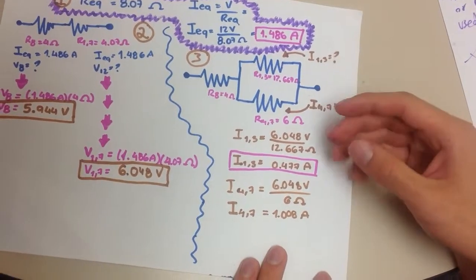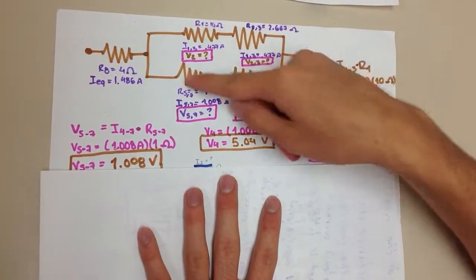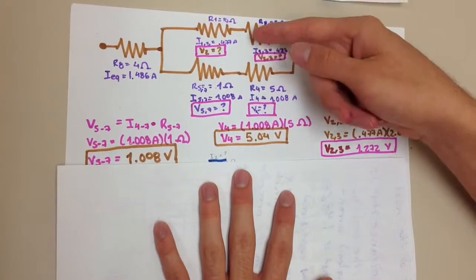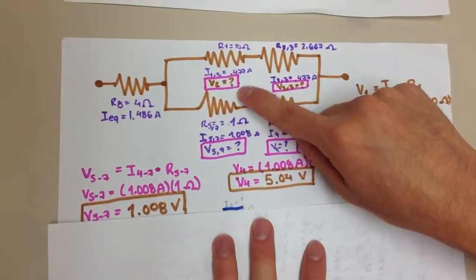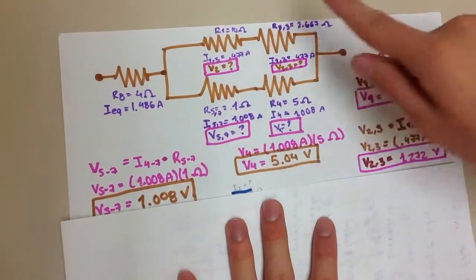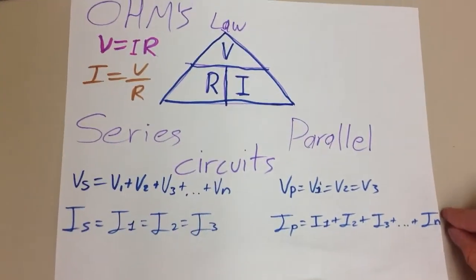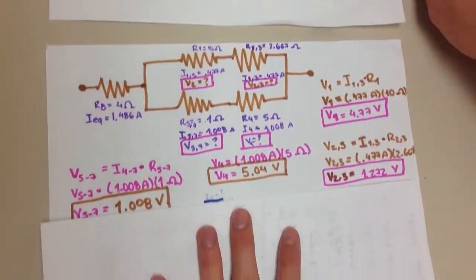To find this, we are going to use Ohm's law again, and we are still separating the circuit into more resistors. Now we are going to find the values of the voltage in resistors 1, 2 and 3, resistors 5 to 7, and resistor 4, using again the same formulas of Ohm's law and the series and parallel circuit formulas.